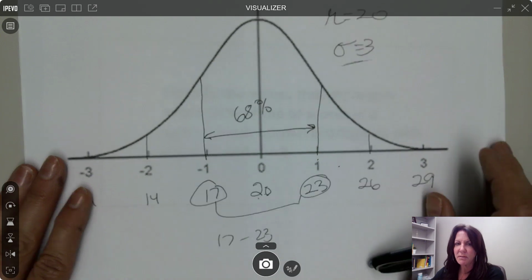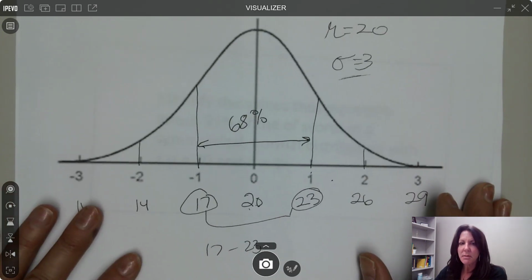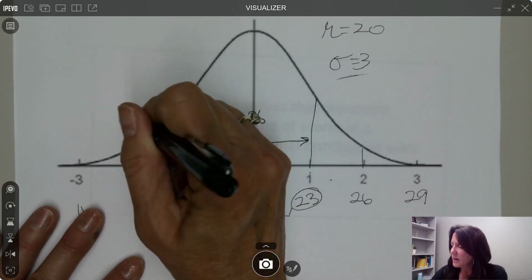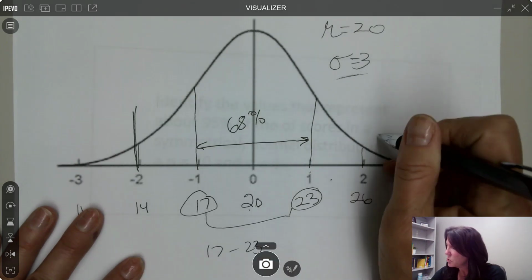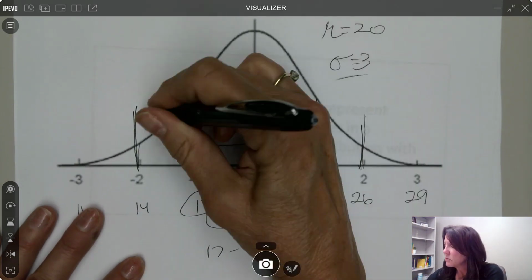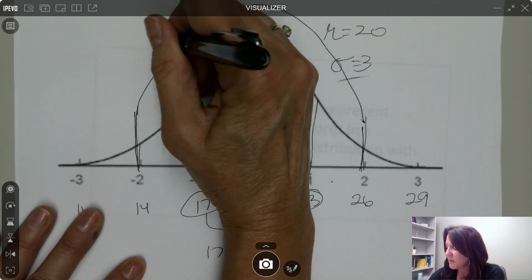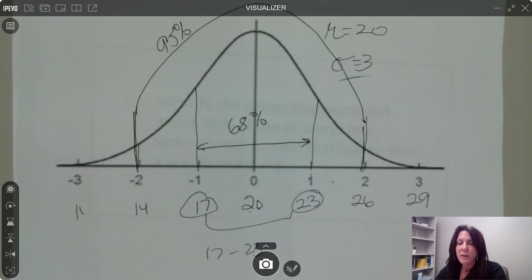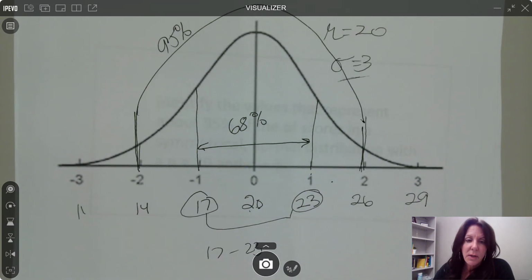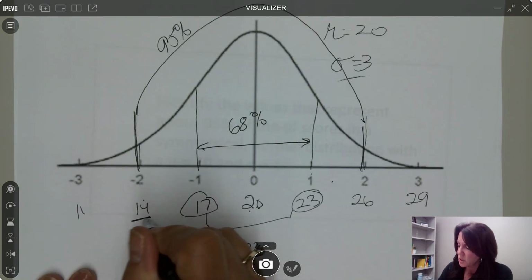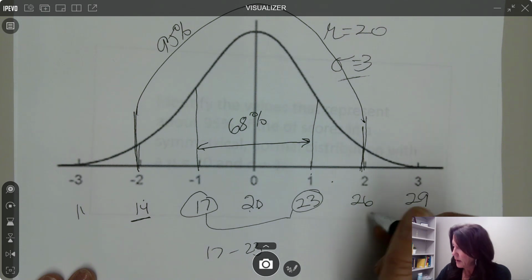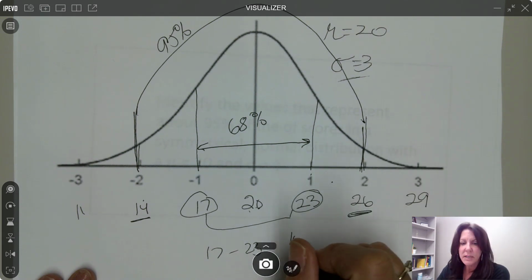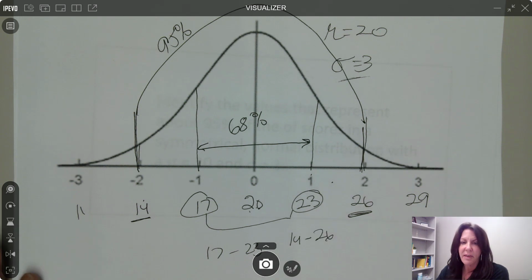Okay, 95%. So this is, again, something to just memorize, that 95% of the scores are in between -2 and +2. So I'm just going to draw a little thing and then say 95% here. Okay, 95% of the scores are between -2 and +2. So what are the values that separate 95% of the scores? Well, the low value we already determined was 14. The high value is 26. So your answer is 14 to 26 for a question like that.